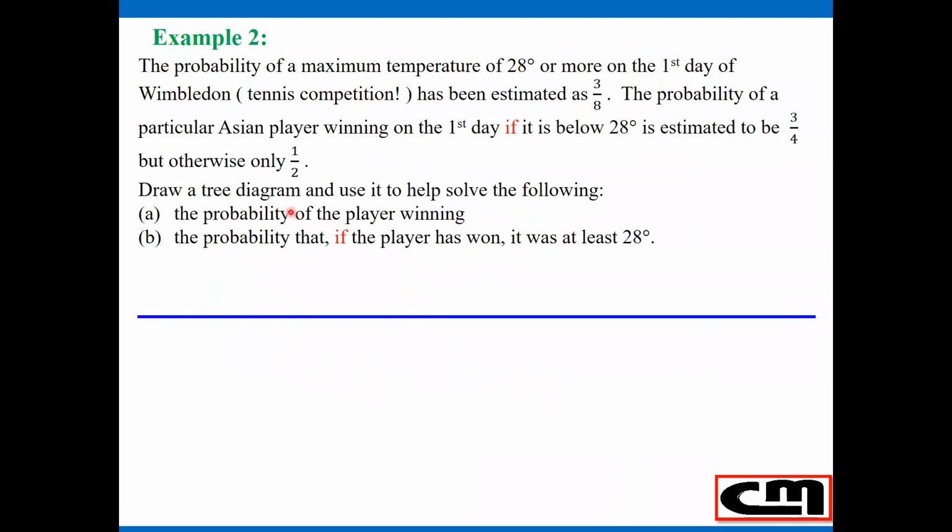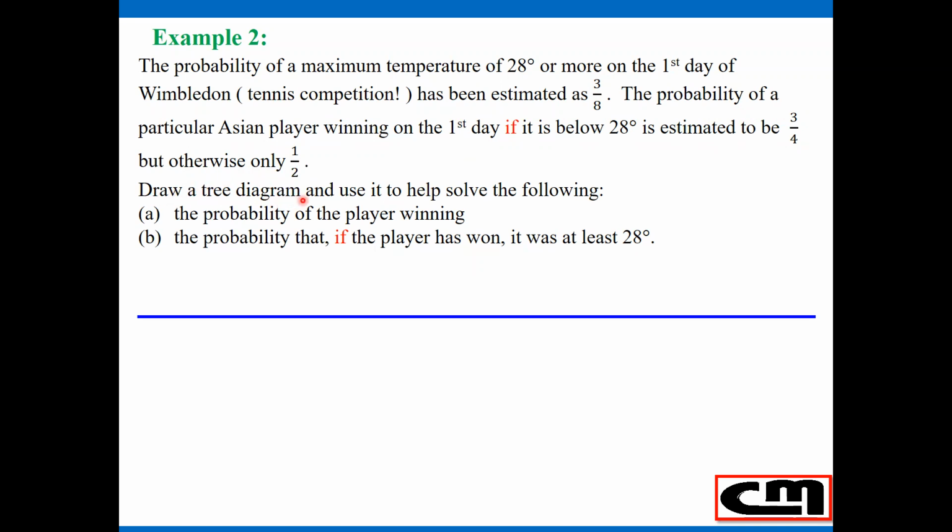Now, let us look at example number 2. The probability of a maximum temperature of 28 degrees or more on the first day of Wimbledon, that is tennis competition, has been estimated as 3 over 8. The probability of a particular Asian player winning on the first day, if it is below 28 degrees, is estimated to be 3 over 4. But otherwise only 1 over 2.